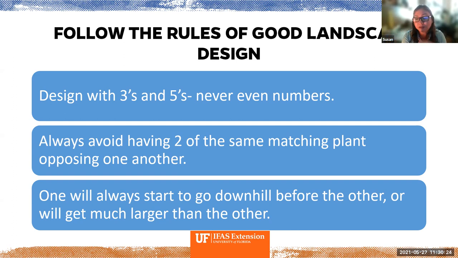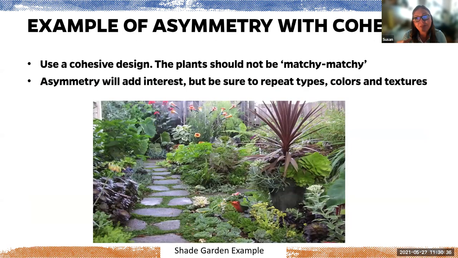So it's really better to have asymmetry from the beginning than try to fight with two perfectly matching topiaries, let's say. So here's an example of that asymmetry with cohesion. You can have a cohesive design that's not matchy-matchy. You can repeat the types, the colors, and the textures, and make it asymmetrical while still being really visually appealing. So this is an example of a really pretty shade garden. I think this is at Fairchild Tropical Gardens in South Florida.